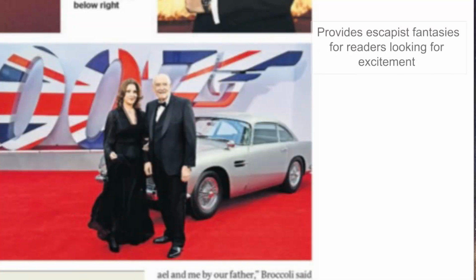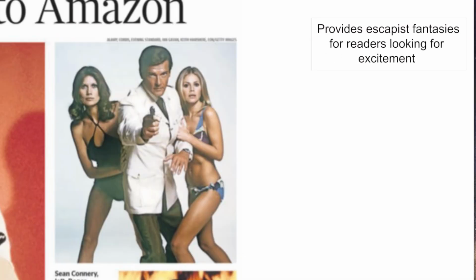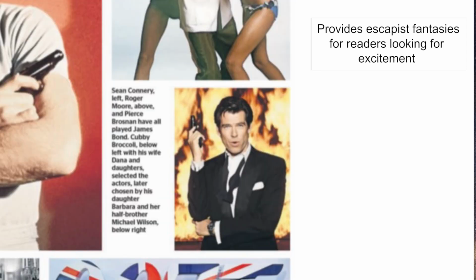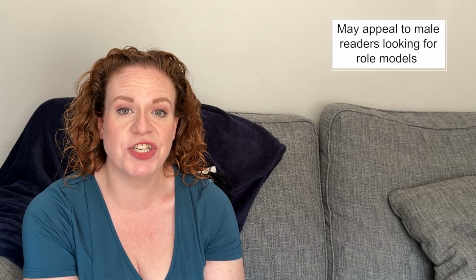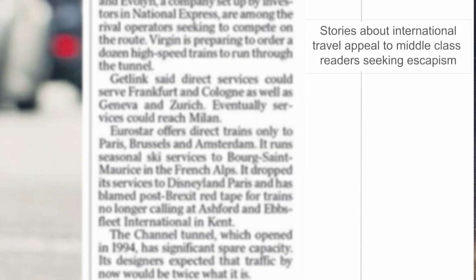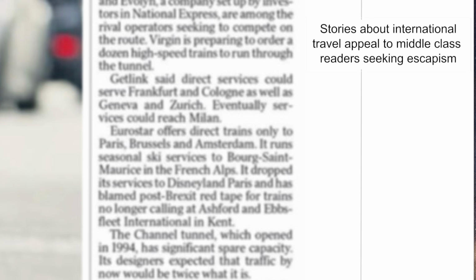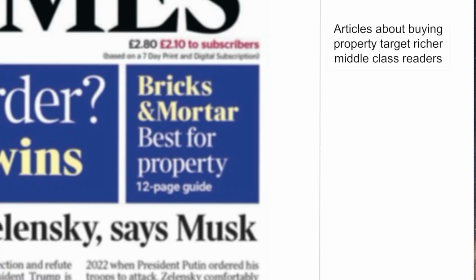This, images of a luxury Bond lifestyle, the cars, the women, the locations, etc. A lot of audiences are going to aspire to live like that. The page offers male role models, British role models, a sense of British national identity. Stories about international travel from Britain to other countries appeal to middle-class audiences looking for escapism. Likewise, the promotion for their bricks and mortar feature appeals to those middle-class audiences who can afford to buy property.